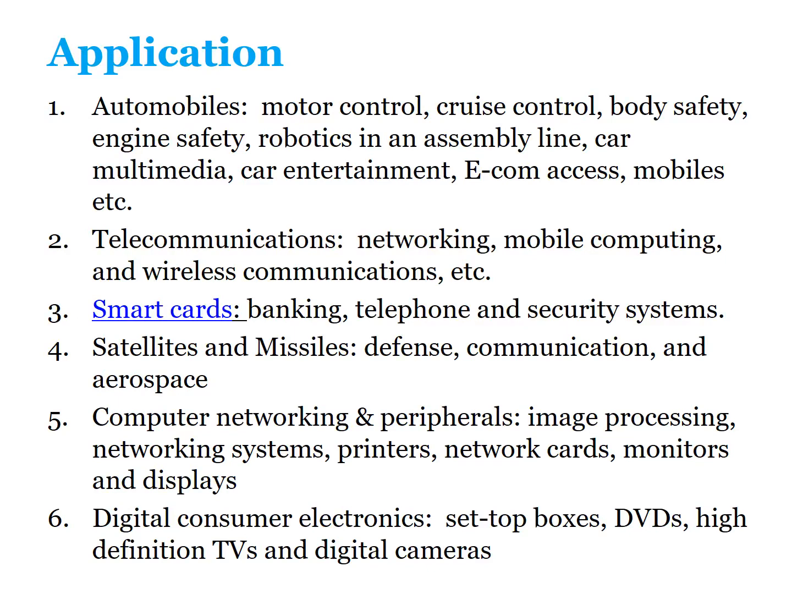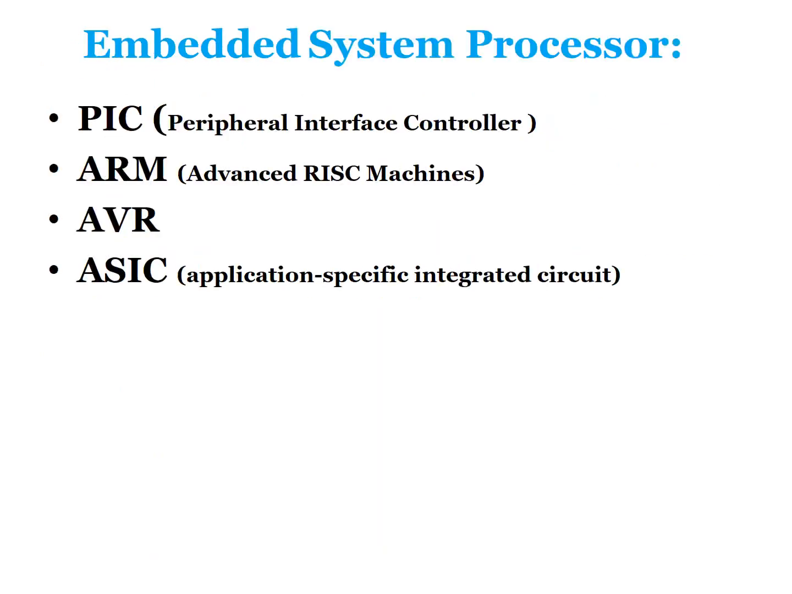In embedded systems, different types of processors are used, which are PIC, Peripheral Interface Controller, ARM, Advanced RISC Machines, AVR and ASIC, that is Application Specific Integrated Circuit. These are the various types of processors, or we can say microcontrollers, which are used in embedded systems. Okay, so that's all for this embedded system.